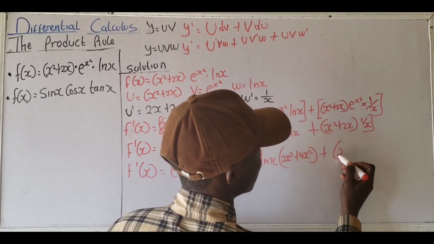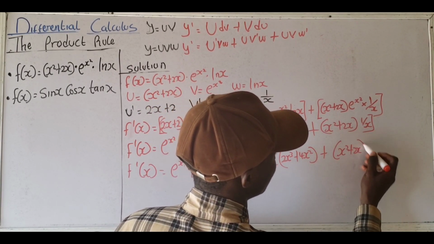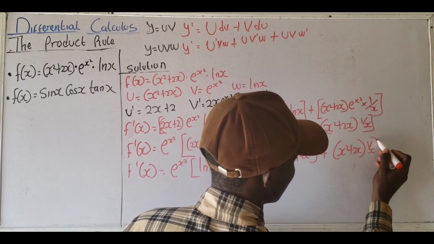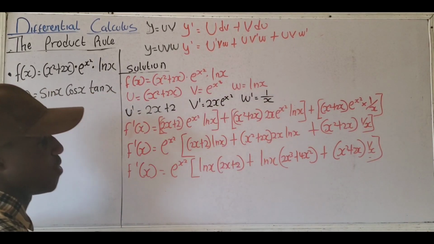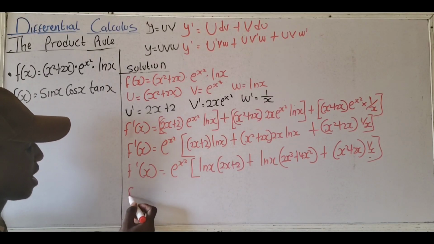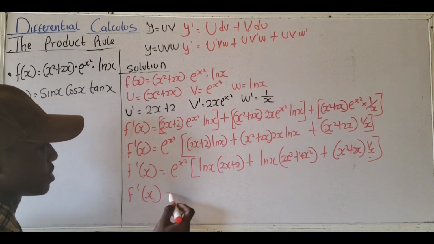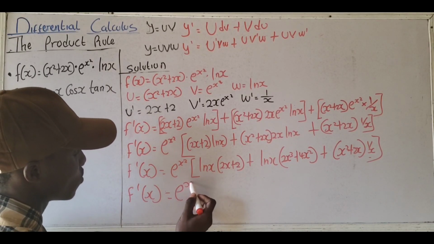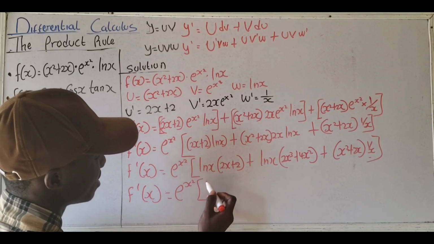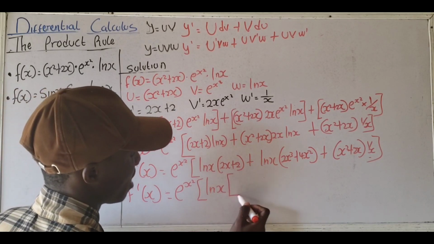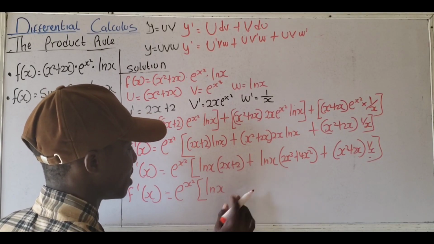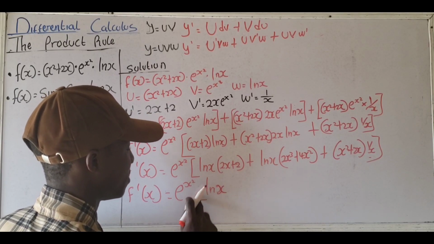Plus now 1 over x that we have here. I'm going to have x squared plus 2x multiplied by 1 over x, or x raised to the power of negative 1, is still the same. Okay? Now, I'm just trying to simplify the answer as much as possible, okay? Don't just be patient, okay?